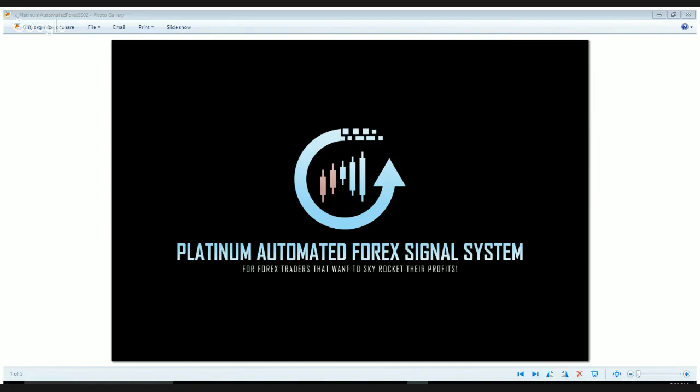Again, it is an EA that installs onto the MetaTrader 4 platform, and it automatically executes all of the trades that I execute every day.